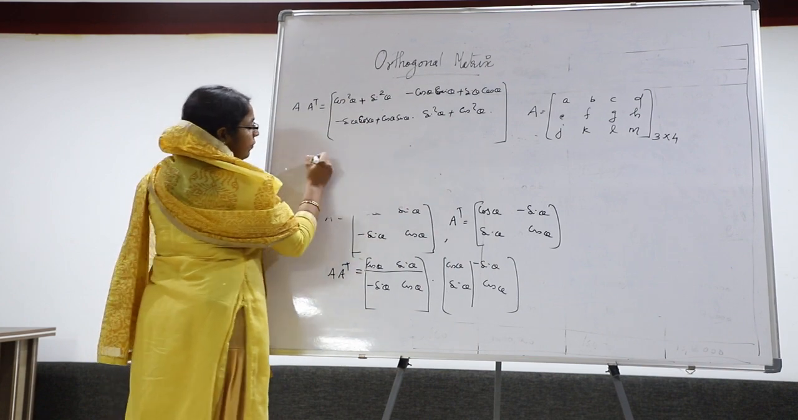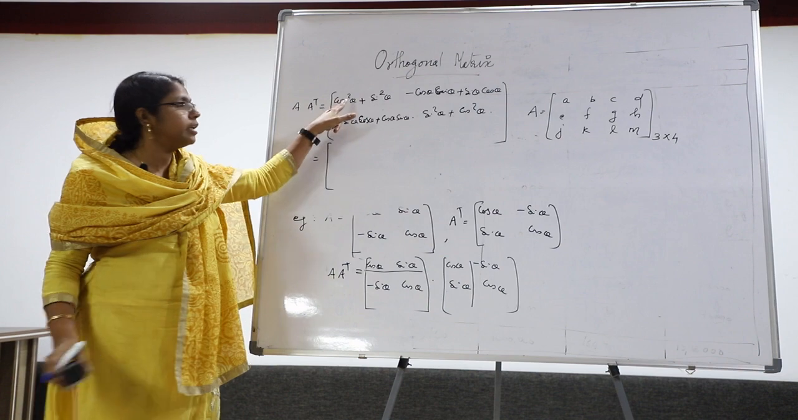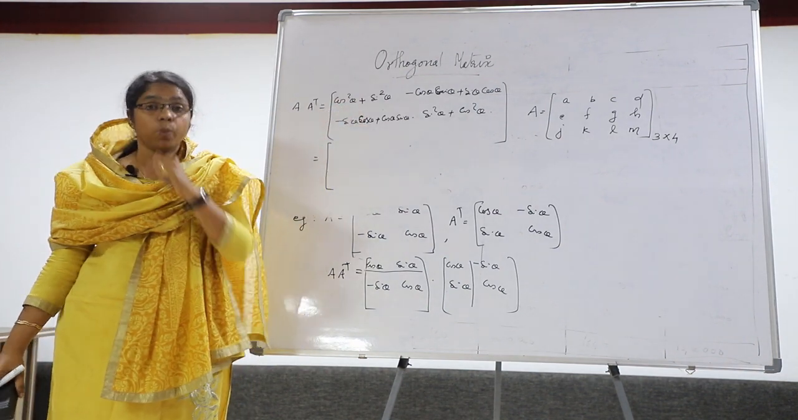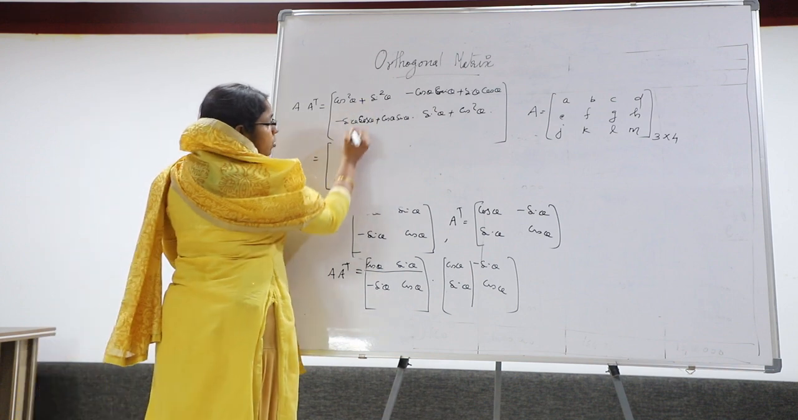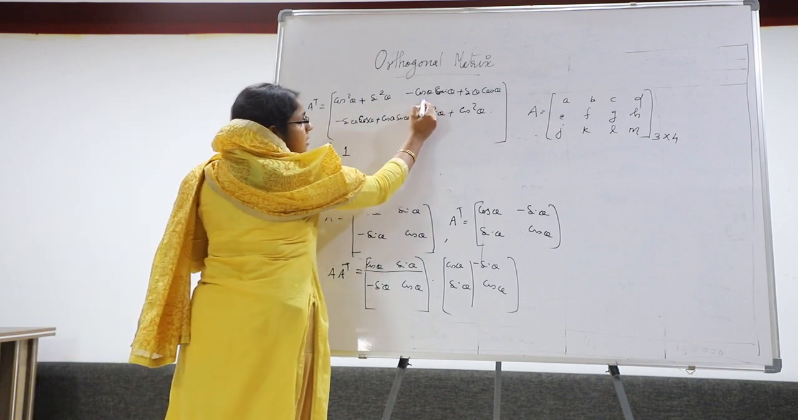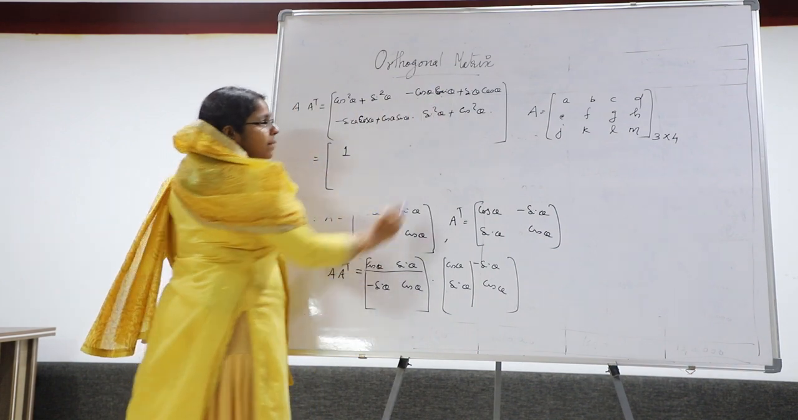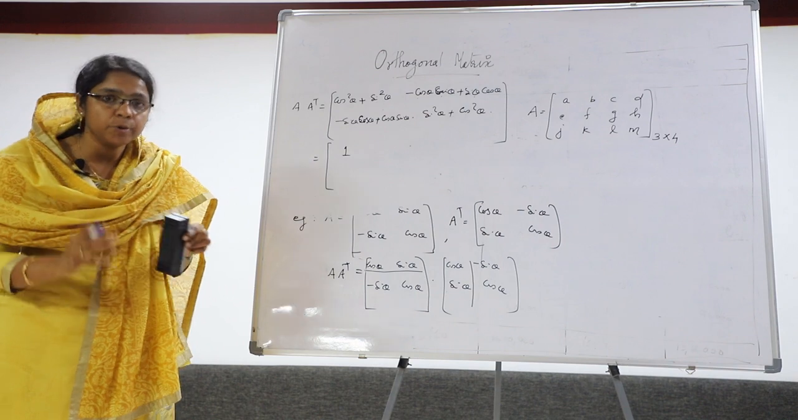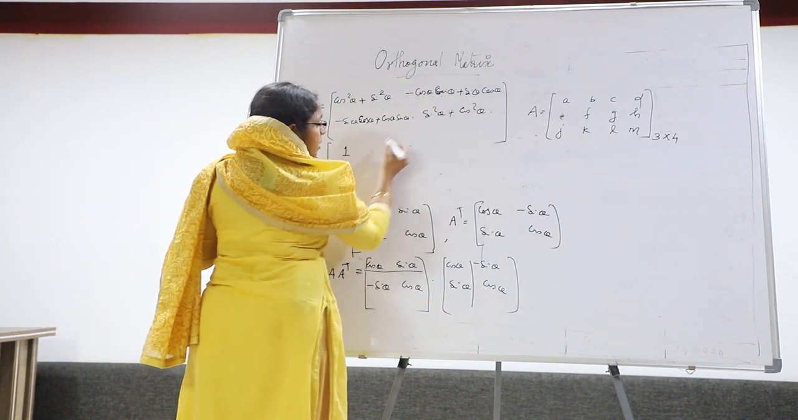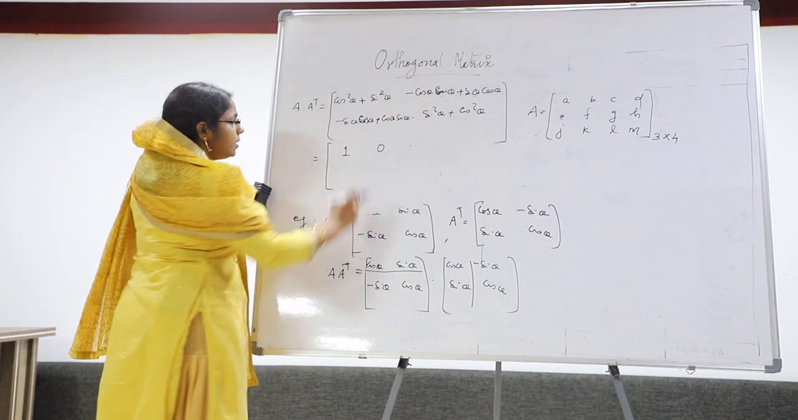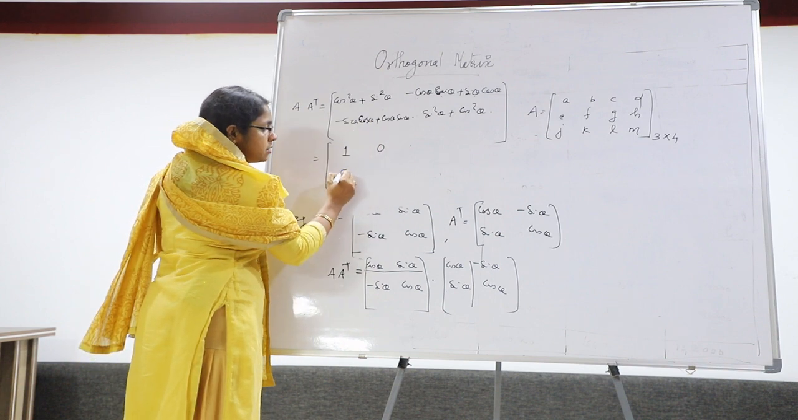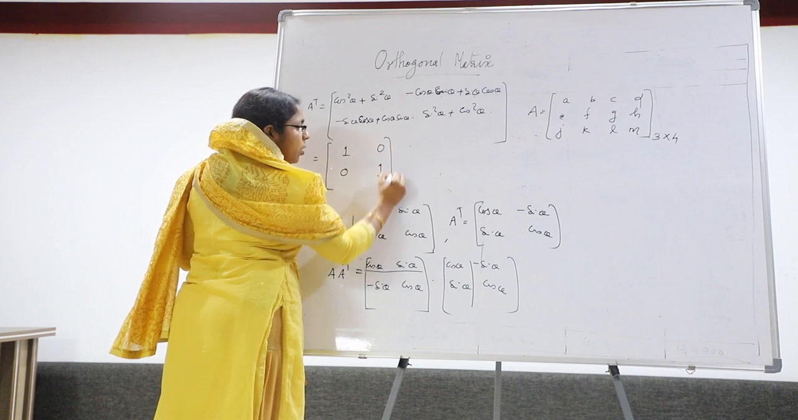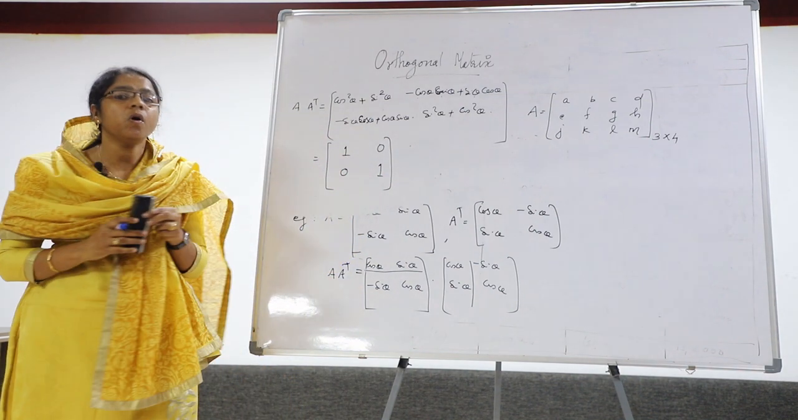That is equal to. Then also we know one trigonometric identity, cos square theta plus sin square theta is equal to 1. So, we can substitute this value, that is 1, and this is minus cos theta sin theta plus sin theta cos theta, that is the same element with the opposite sign. So, we can cancel together, we will get 0. Similarly, here also we can cancel, then 0, and here the same identity, that is 1. So, we got the identity matrix of order 2.